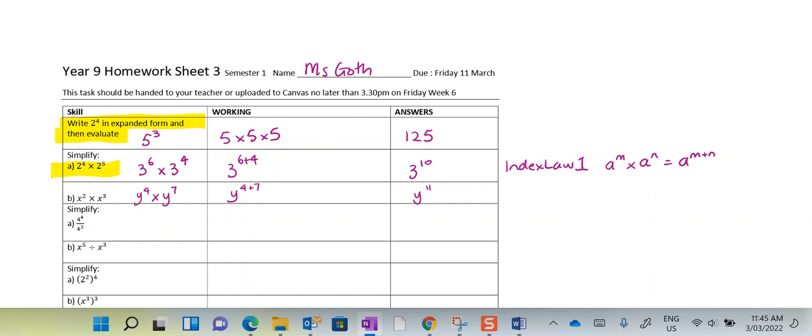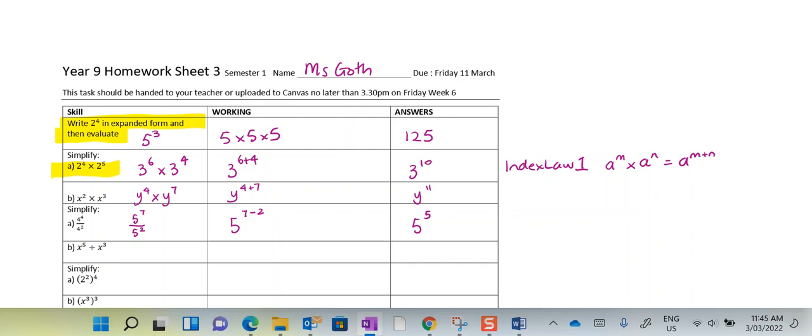For the next one, I've got division now. So I might do 5 to the power of 7 divided by 5 to the power of 2. So it's going to be 5 to the power of 7 take away 2. So my answer will be 5 to the power of 5.